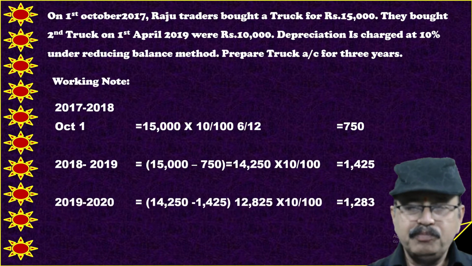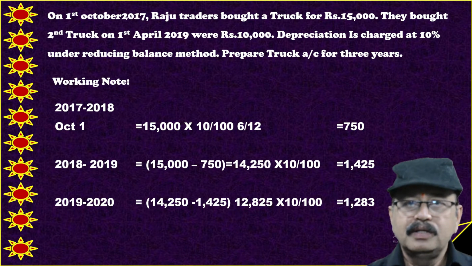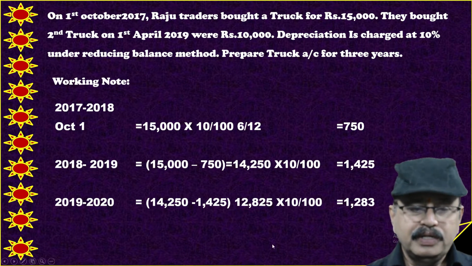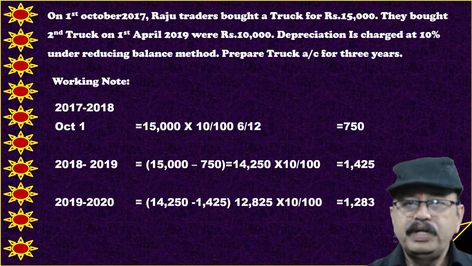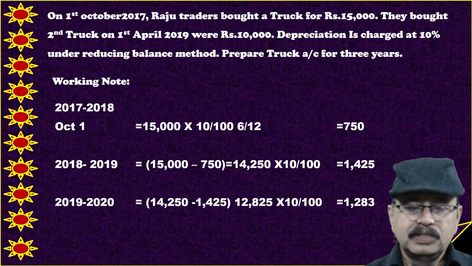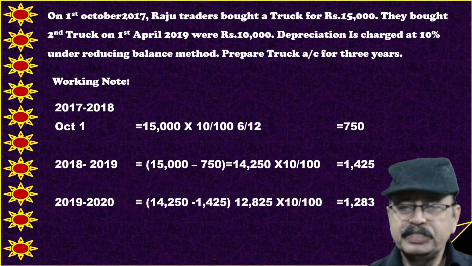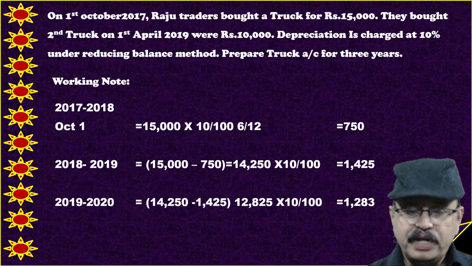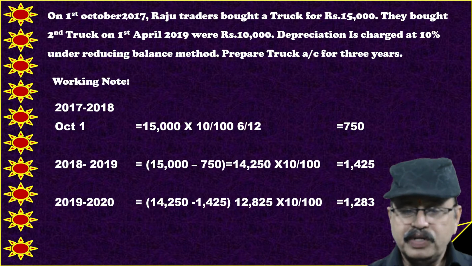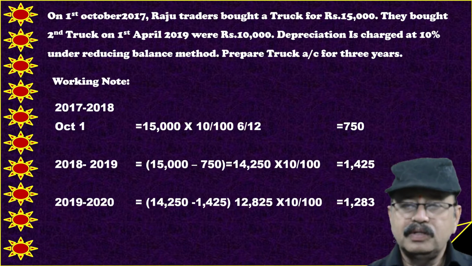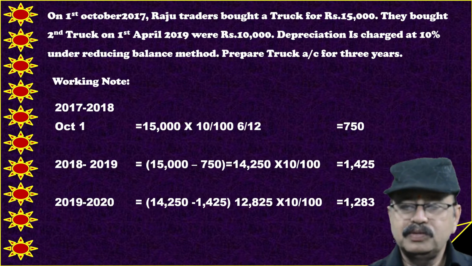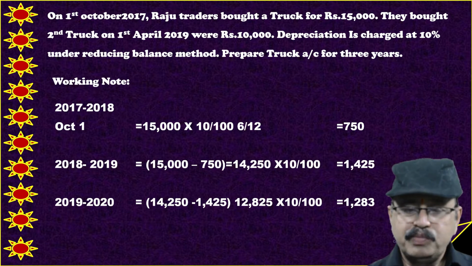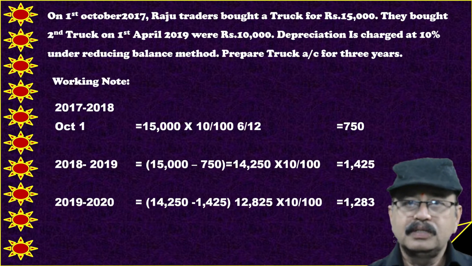Then the same truck continues in the third year. In the third year, 2019 and 2020, again we have to calculate full year depreciation on the first truck. The second year net value is 14,250, and the second year depreciation is 1,425. If you minus 14,250 minus 1,425, you get 12,825, the net value of the asset, into 10 by 100, so 1,283. That is the depreciation on the first truck in the third year.